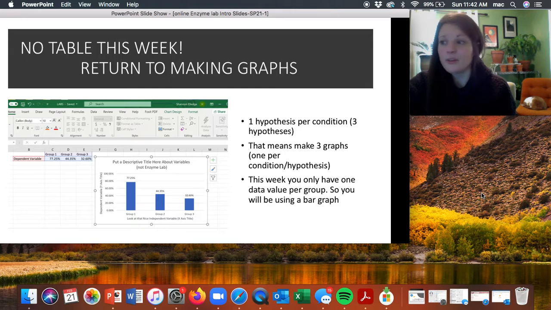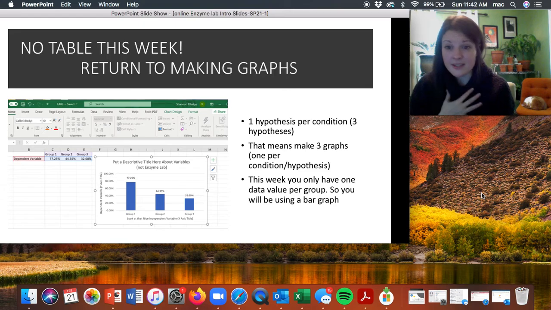All right, so this was the reminder that I was talking about. No tables this week, return to making graphs. You will never do a table ever again. If you have a table in your lab summary, it will be a 0 for that portion of your lab summary. We need to have graphs, and we need to know how to make good graphs.